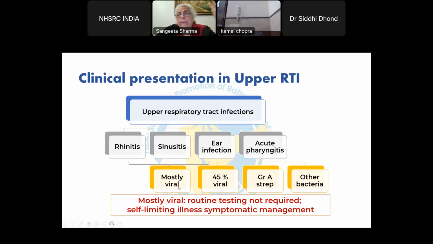Many of us who are working in remote areas feel that since we don't have enough diagnostic facilities here, we try to compensate by giving antibiotics. That's not true. You don't need an investigation. Dr. Chopra also emphasized this. Diagnosis is clinical. Routine testing is not required. All we need to be careful about is the clinical features. History and examination are very important, and most of the time these are self-limiting, so only symptomatic management is required.